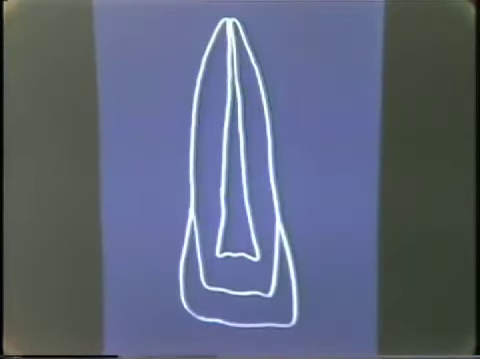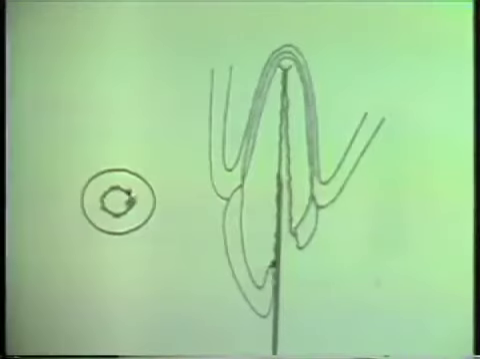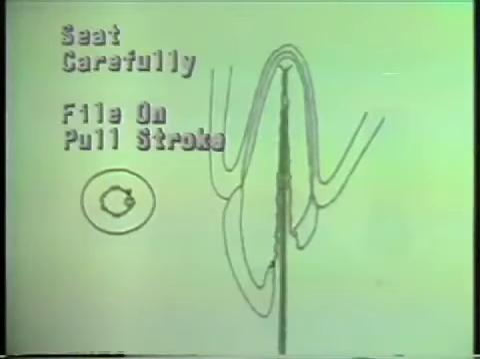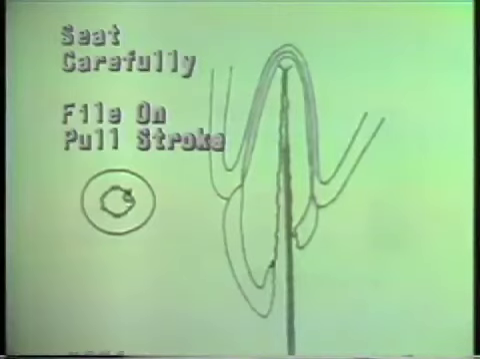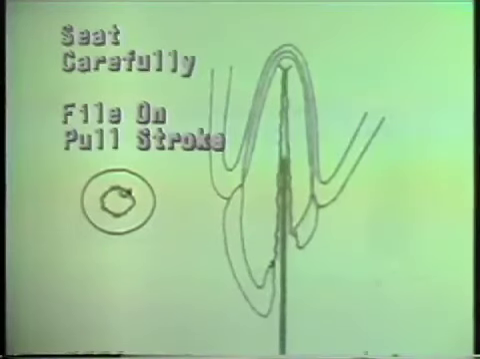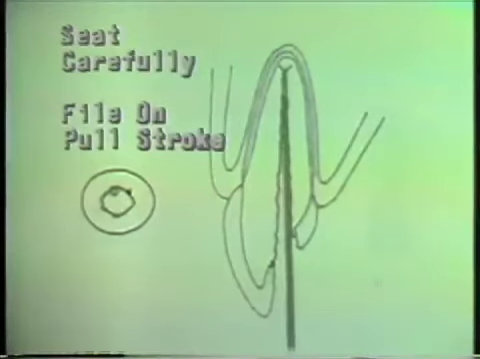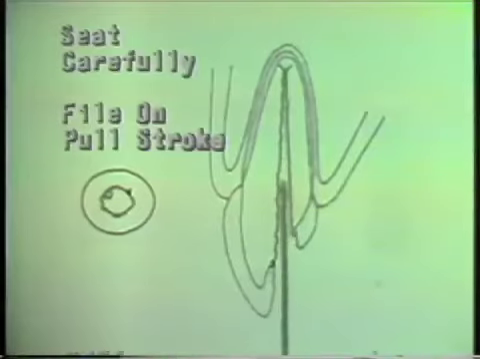The root also has an ovoid shape, being broader on the labial aspect and narrower on the palatal aspect. And the canal has the same morphology and is, of course, in the middle of the root. When preparing the canal during endodontic therapy, the file is used to convert this ovoid shape, especially in the apical third, to a round shape so that the gutta-percha cone, which is round, can be fitted into the canal.